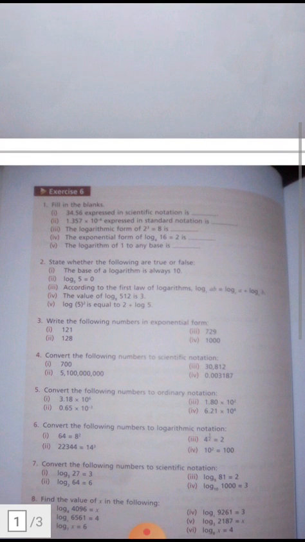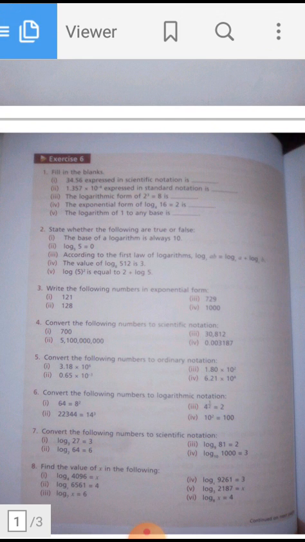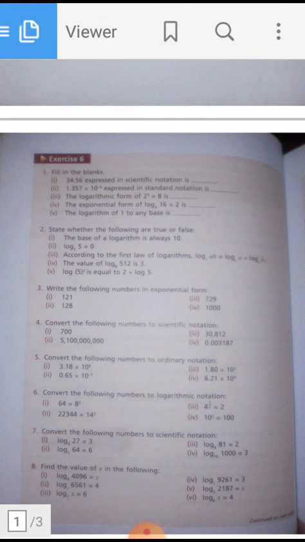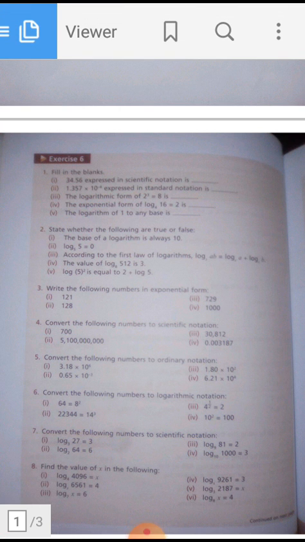Question number 1 is fill in the blanks. Question number 2 is state whether the following are true or false. And question number 3, write the following numbers in exponential form. Okay, so questions number 1 and 2 can be solved in your textbook, and I am going to solve question number 3. So question number 3 says that write the following numbers in exponential form.